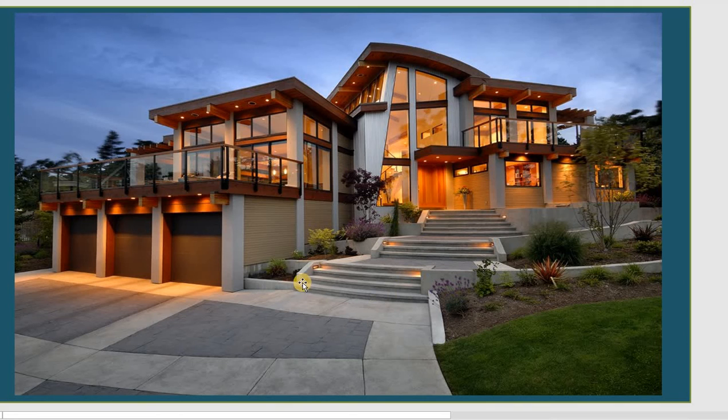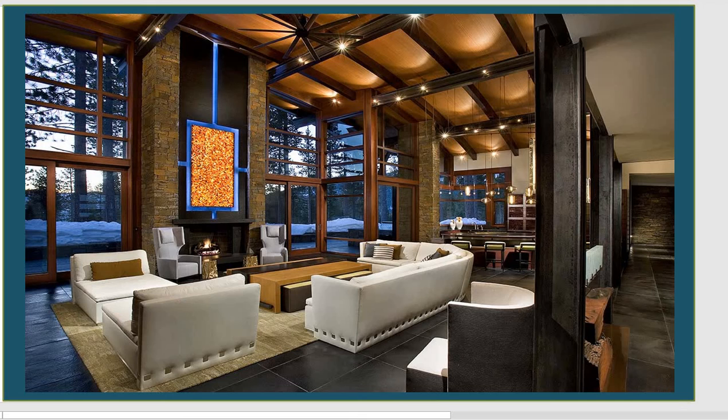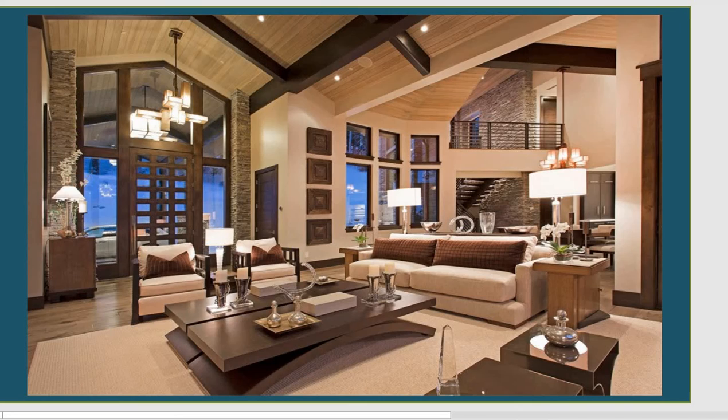We have many levels, but they have a lot of openings with glass windows. Very high ceiling. Same thing with this one and this one. So you can see a lot of interior design.